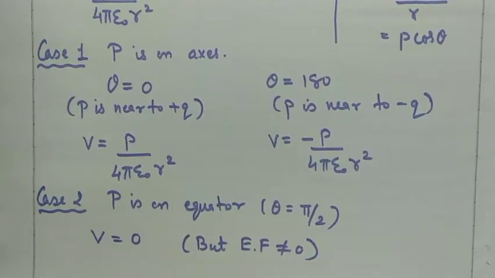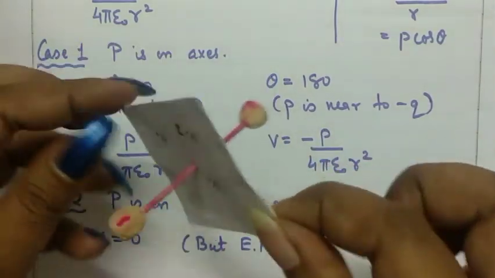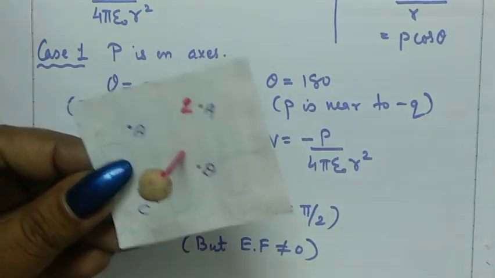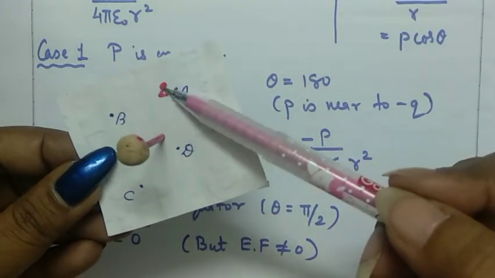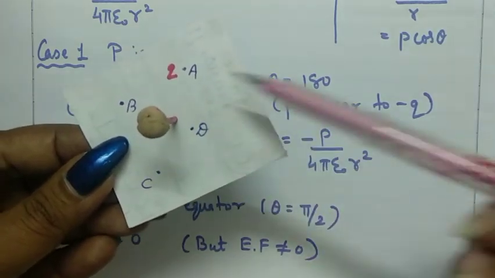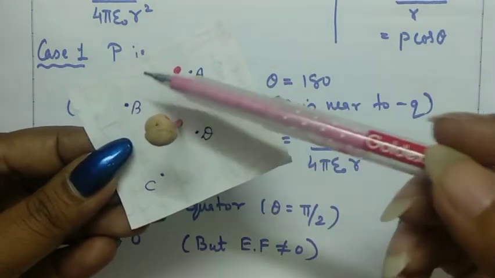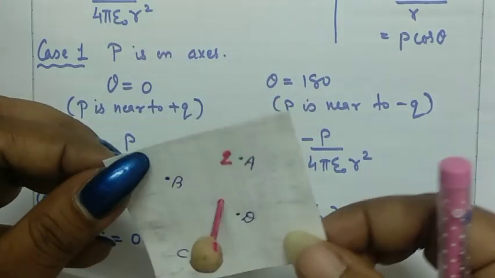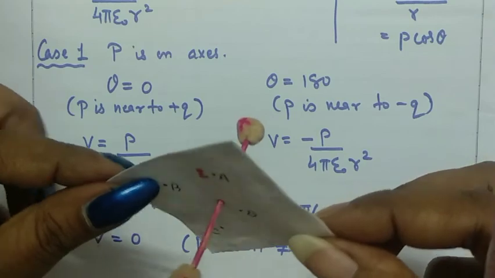Okay, now we'll see few conclusions from this derivation. As we have obtained that potential on the equatorial plane is 0, so we can say that, see, this is the equatorial plane of the dipole. So suppose if I have a charge here on the equatorial plane, and if I want to move it anywhere on this equatorial plane from A to D or A to B or from A to C, anywhere on this equatorial plane, then the work done will be 0.